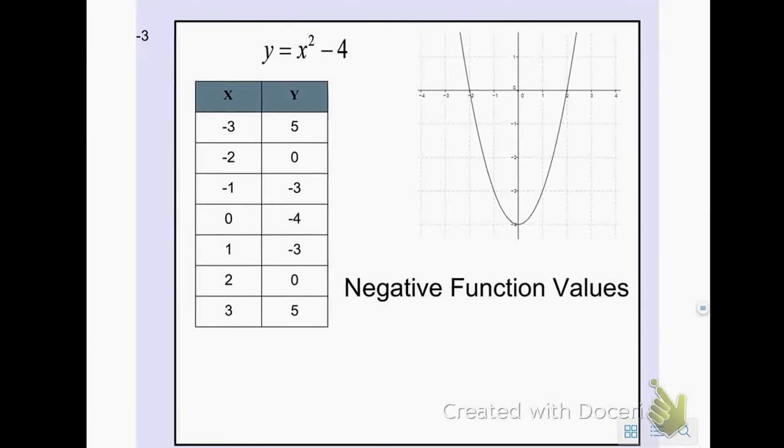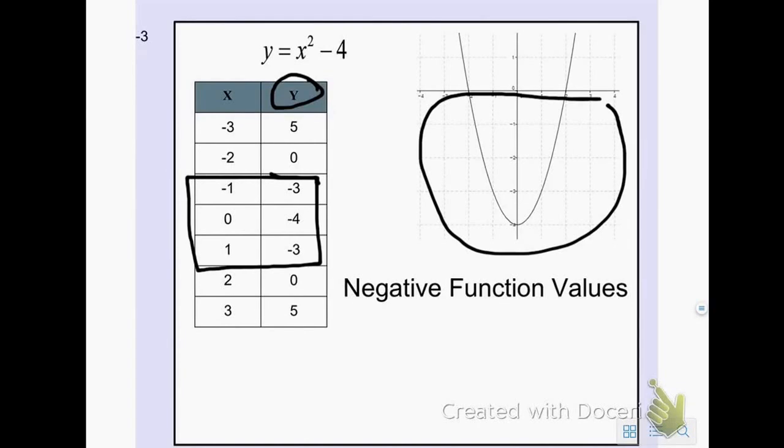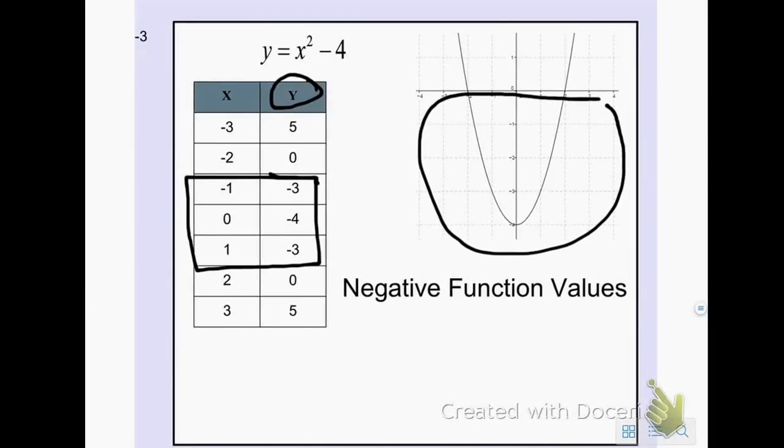Here we're looking for negative function values. Again, remember, negative function values will be all the values that are below the x-axis. If you look in your chart, you're simply looking in the y column to find negative values. These would be my negative values. So these would be my intervals where my function would be giving me negative values.